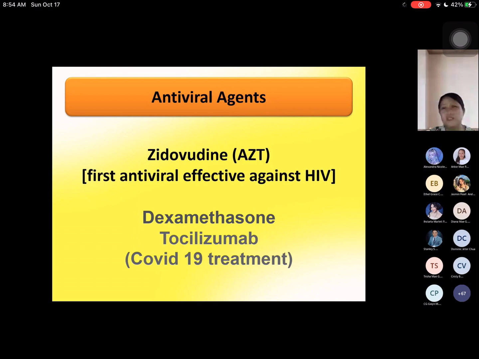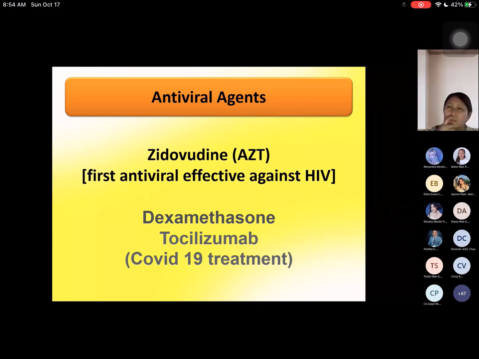And because they usually jump the price. Imagine 80,000 for the severe COVID-19 treatment.